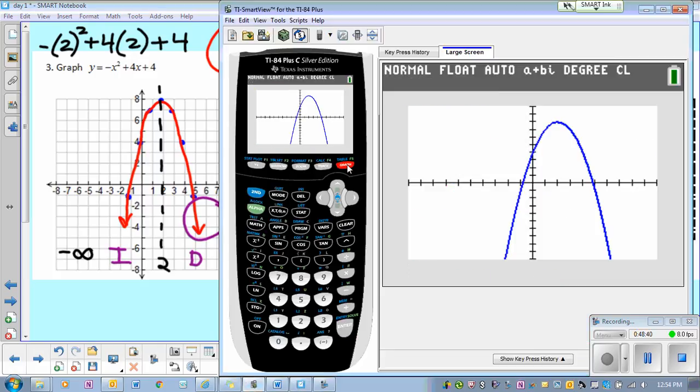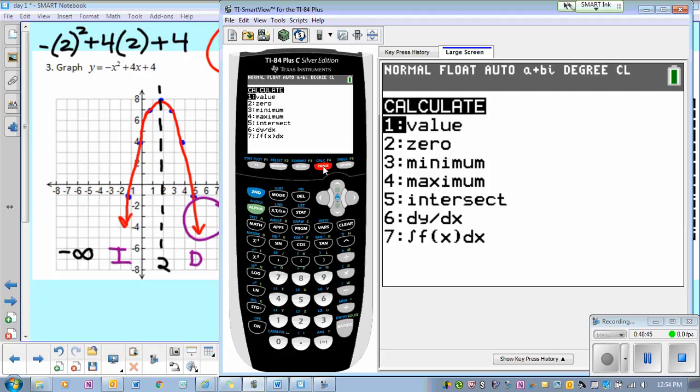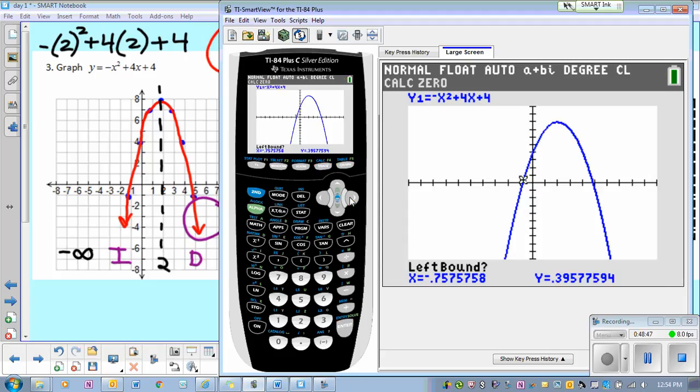So I'm going to hit graph again, clear everything out. And then I'm going to go to second trace, zero. I'm going to move my blinking bob over to the other one. There. As close as you can get to it. It doesn't have to be right on it. You're on this x-intercept. It says go to the left. Okay. 1, 2, 3, 4. Hit enter. Now go back.